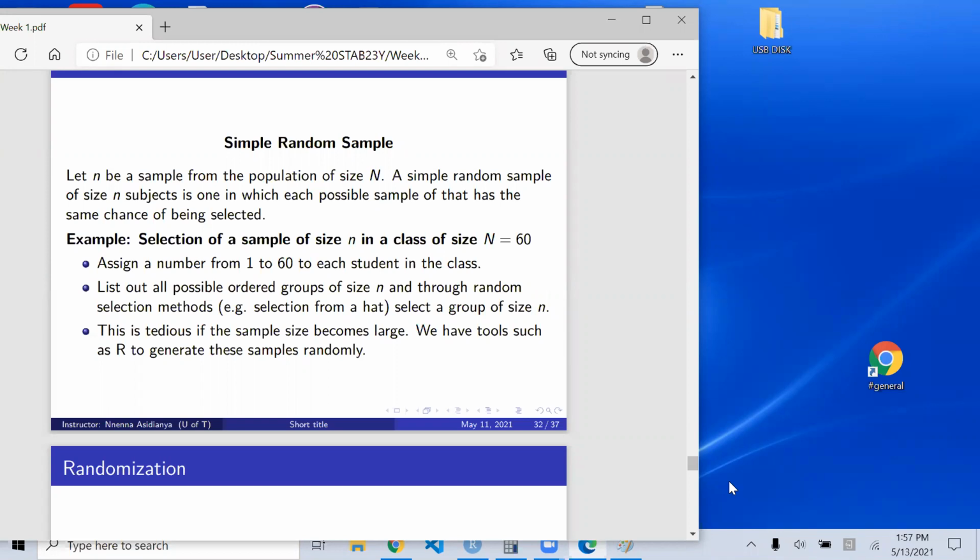So for instance, if I have a class size of 60, and it's not true because it's something around 200 people in the class, and if I assign everyone a value of 1 to, let's say, 60, then I should, in some sense, be able to generate every possible sample of size n from this list of 1 to 60. What do I mean by that?